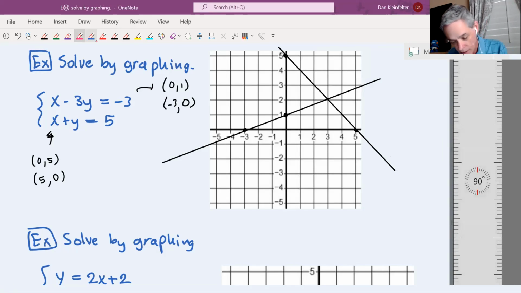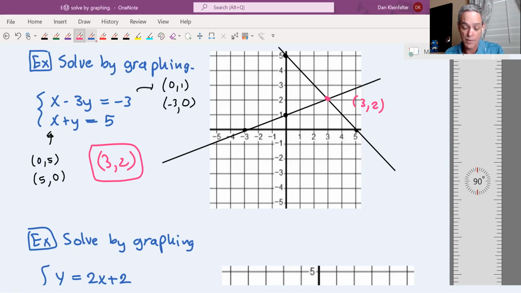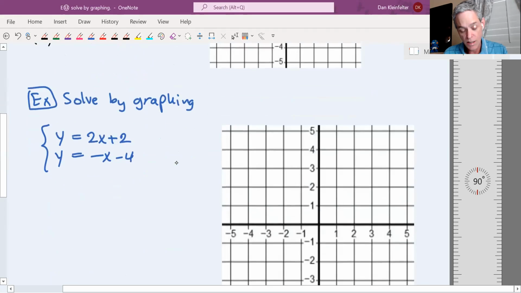Okay, it looks like the two lines cross right here at the point (3, 2). So (3, 2) is going to be our solution. Notice that it is an ordered pair. Okay, and that's always true on these. So that's how this goes. You graph the line, you graph the other line, you look and see where they cross. Wherever they cross makes up the solution. Okay, let's try the next one.